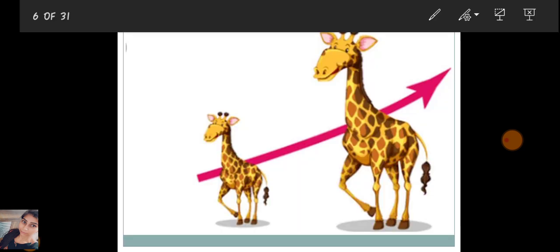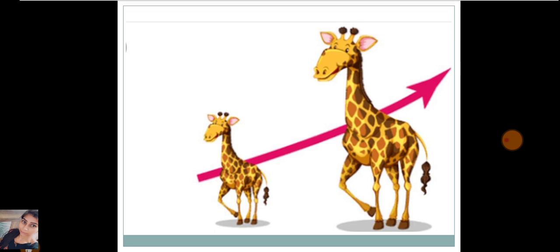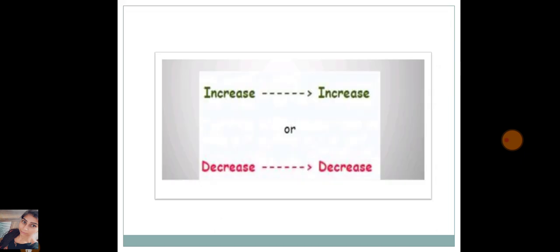Let us see one example. As you can see on this page, I've drawn a giraffe. We can understand that with the increment of time, when the age of the giraffe increases, the height of the giraffe will also increase. So here the age and the height are directly proportional to each other. The same thing I have written here: an increment results in an increment of the other, or a decrease results in a decrease of the other.